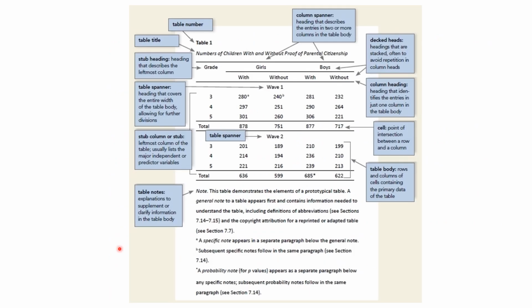Here is an example table in APA 7th edition. This is the table number in bold. This is the table title. The first letter of each important word should be in capital letter. Okay?